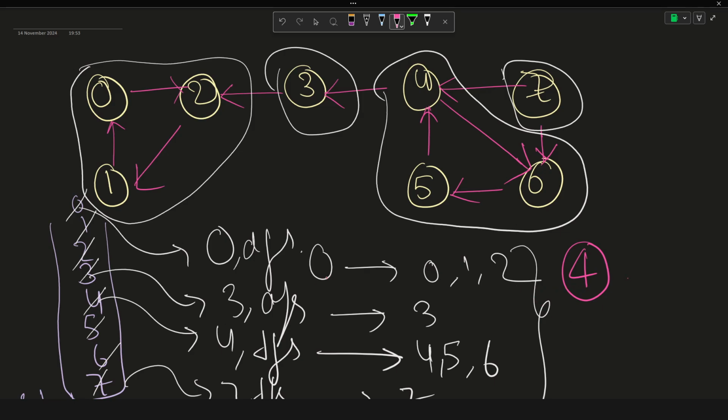And the first component contains 0, 1, 2, the second component contains 3 only, the third component contains 4, 5, 6, and the fourth component contains 7. So this was all about Kosa-Rajo's algorithm, how we can find the total number of strongly connected components and what nodes that each component will hold. So let's now come back to the question.